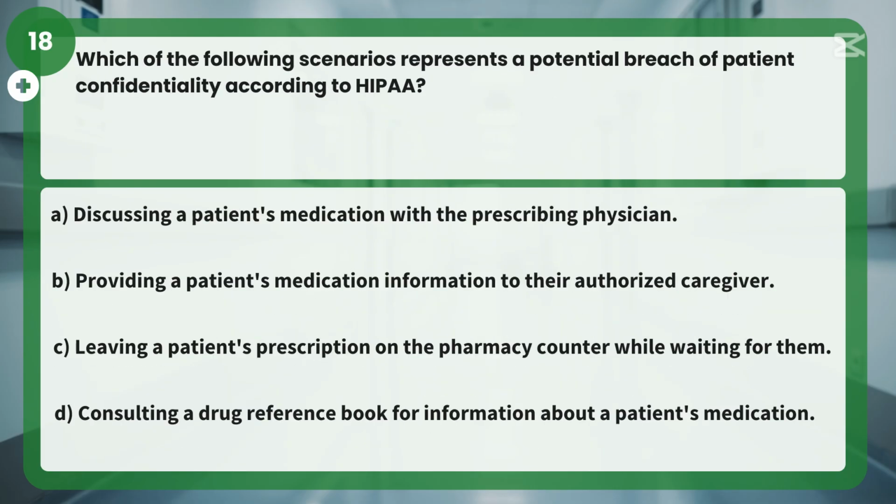Question 18. Which of the following scenarios represents a potential breach of patient confidentiality according to HIPAA? A. Discussing a patient's medication with the prescribing physician. B. Providing a patient's medication information to their authorized caregiver. C. Leaving a patient's prescription on the pharmacy counter while waiting for them. D. Consulting a drug reference book for information about a patient's medication.